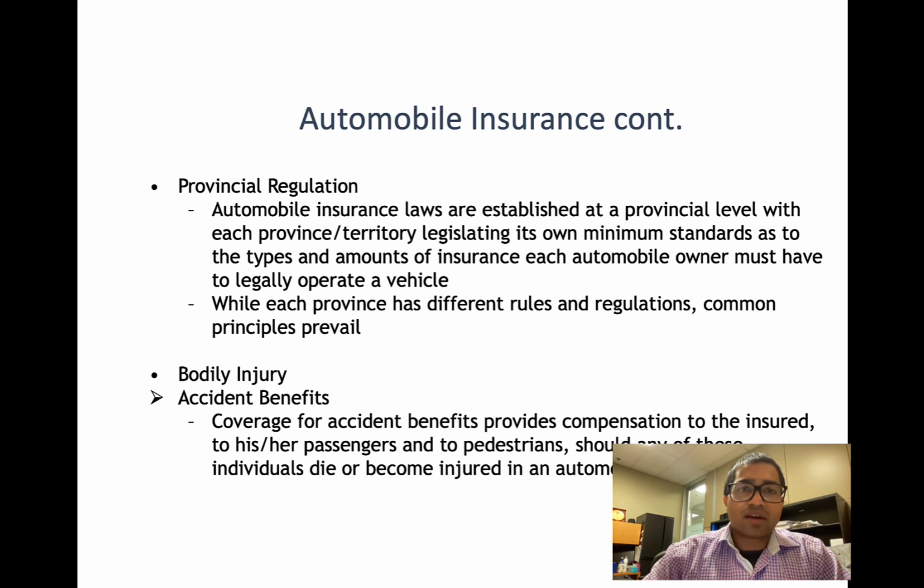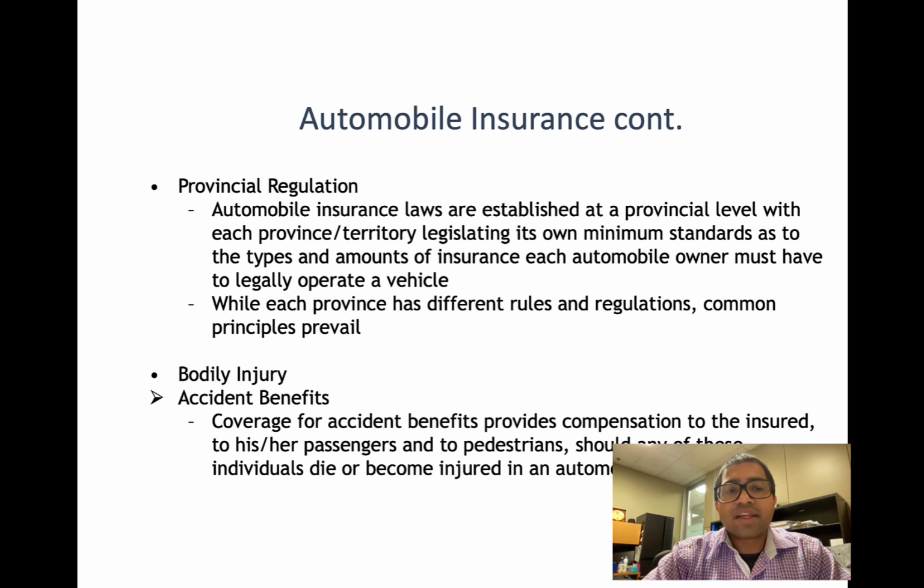So automobile insurance has very high provincial regulation. Each province has a set of rules that automobile insurance companies have to follow. So automobile insurance laws are established at the provincial level, with each province and territory legislating its own minimum standards as to the type and amount of insurance each automobile owner must have to legally operate a vehicle. While each province has different rules and regulations, common principles prevail.